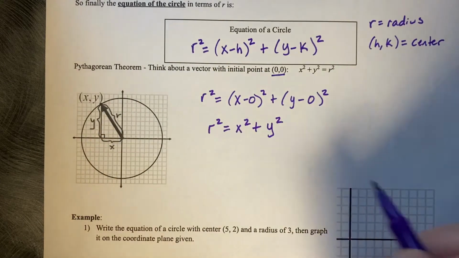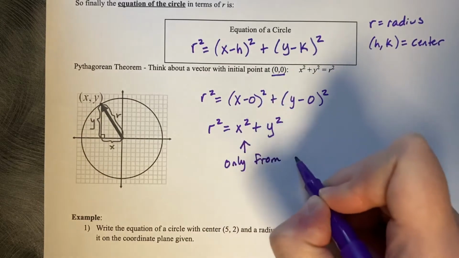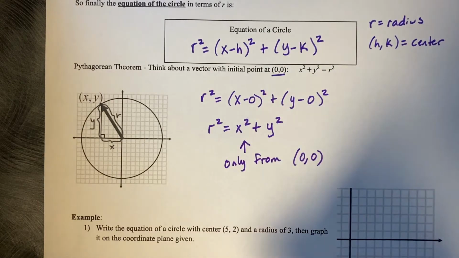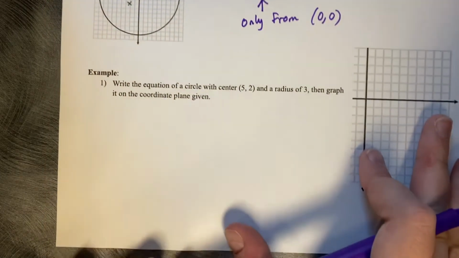So this is only from 0, 0. That's the equation only from the 0, 0 point. Other equations can be from different centers, and you would use this equation to use it from a different center. So let's try an example.